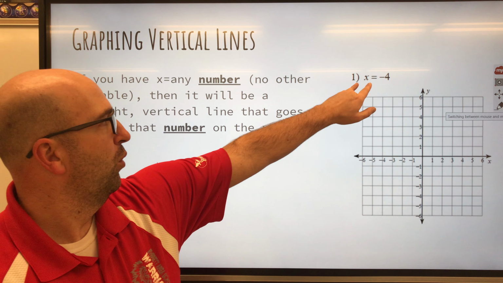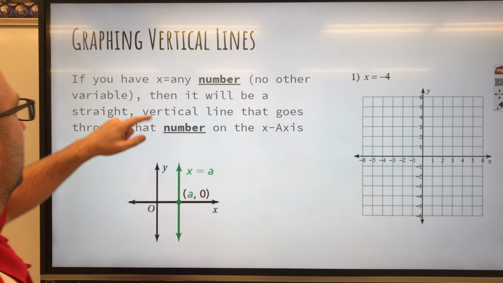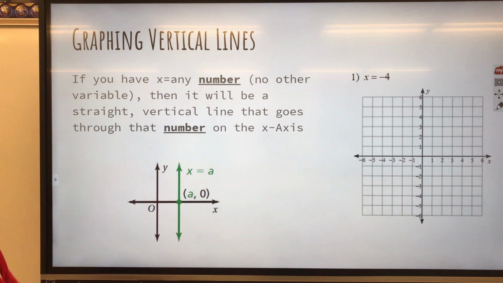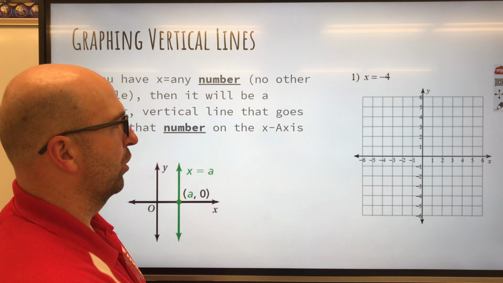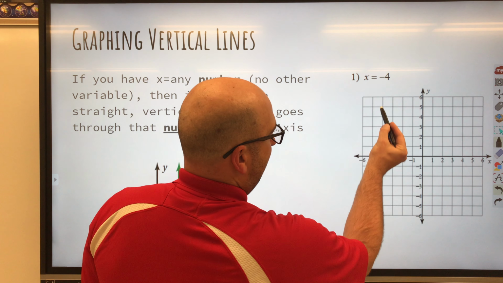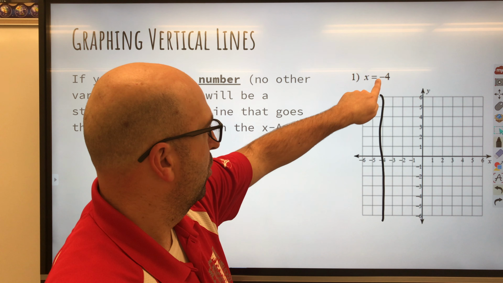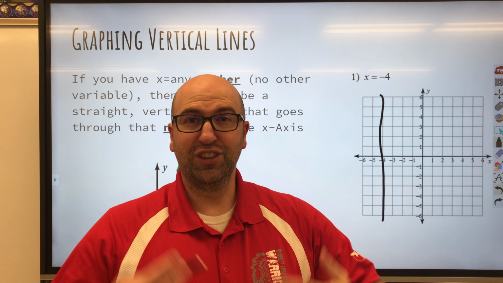Well, similar for ones that say x equals a number. X equals -4. So x is going to be a vertical line. If x equals a number, it's going to be a vertical line going through the x-axis. So x equals -4. There's -4 on the x-axis. And my line's going to go through -4 on the x-axis.